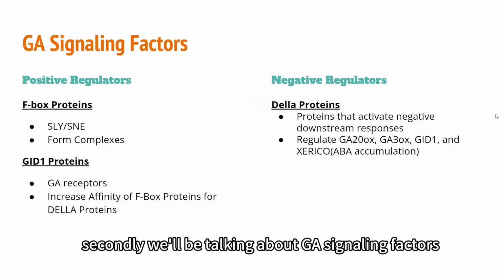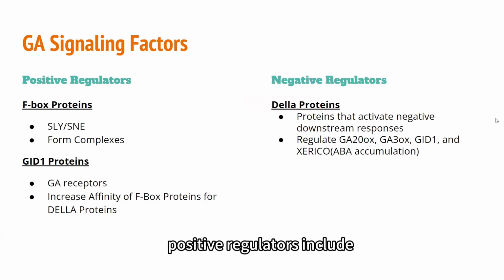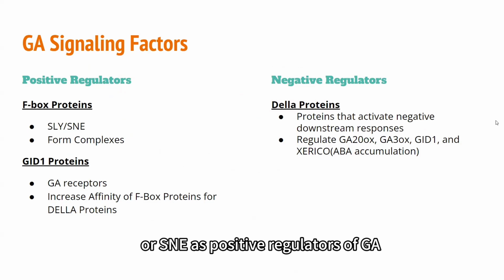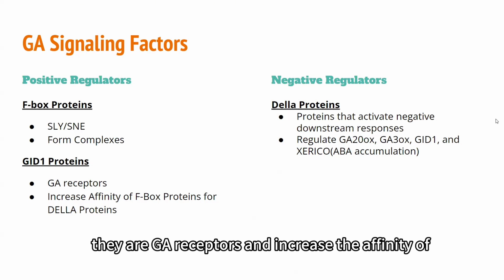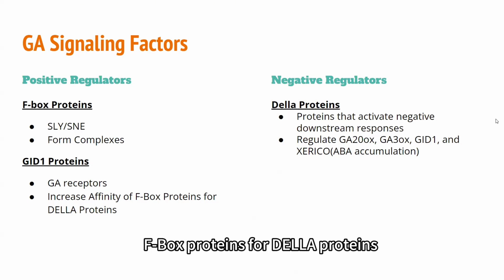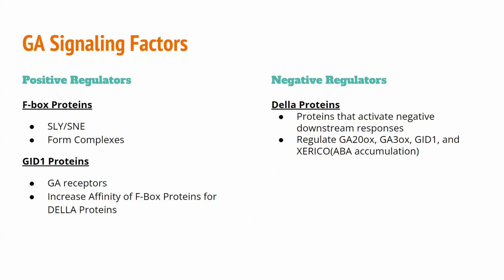Secondly, we'll be talking about GA signaling factors. Positive regulators include the F-box proteins known as SLY1 or SNE as positive regulators of GA. They also form the SCF complexes. GID1 proteins are also known as positive regulators. They are GA receptors and increase the affinity of F-box proteins for DELLA proteins.